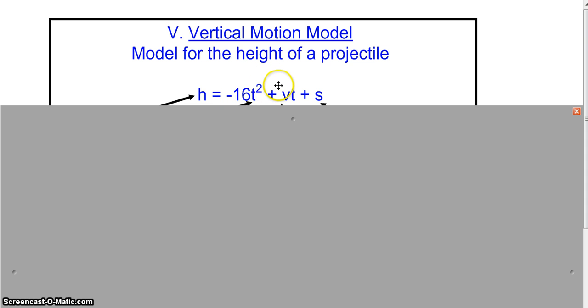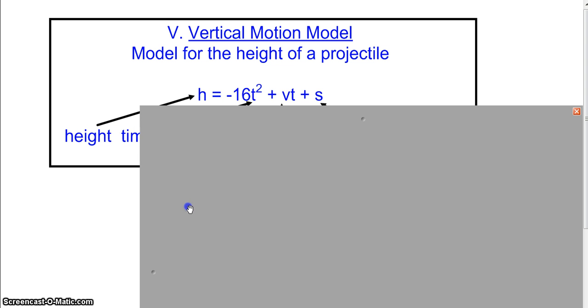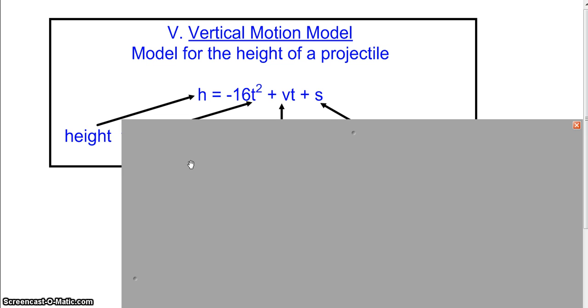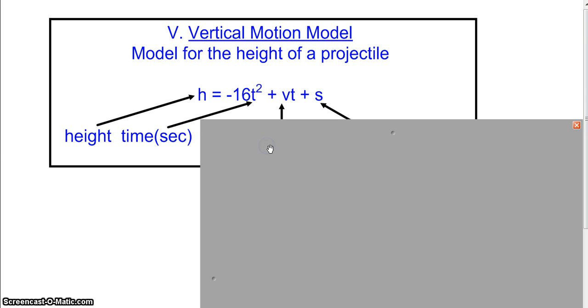There's what makes it quadratic. We're squaring an input here, plus vt plus s. So write the model down and then let's talk about these different terms. The h is the height of whatever it is. So imagine I'm shooting a basketball. It's the height of the basketball at any particular moment in time, t. T is time, in seconds.